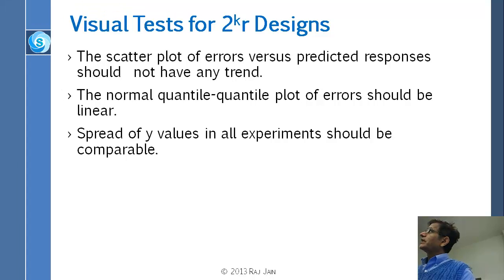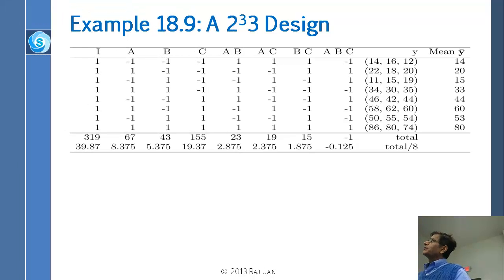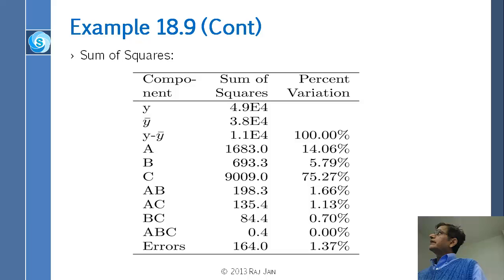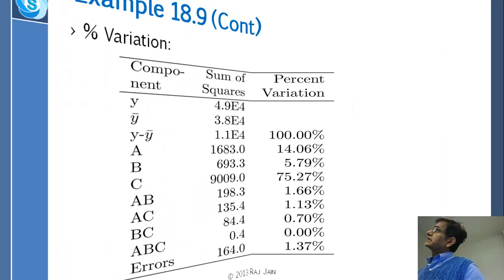And this is an example. I really don't have to go through this example, but basically instead of 4 rows, now you have 8 rows, 3 factors A, B, C, AB, BC, and so on and so forth. You divide that and you get the percentage variation explained. So here is the result. A explains 14%, B explains 5%, C explains 75%. Again, you can see which are the most important parameters and then you can calculate the confidence intervals to calculate which of them are significant.